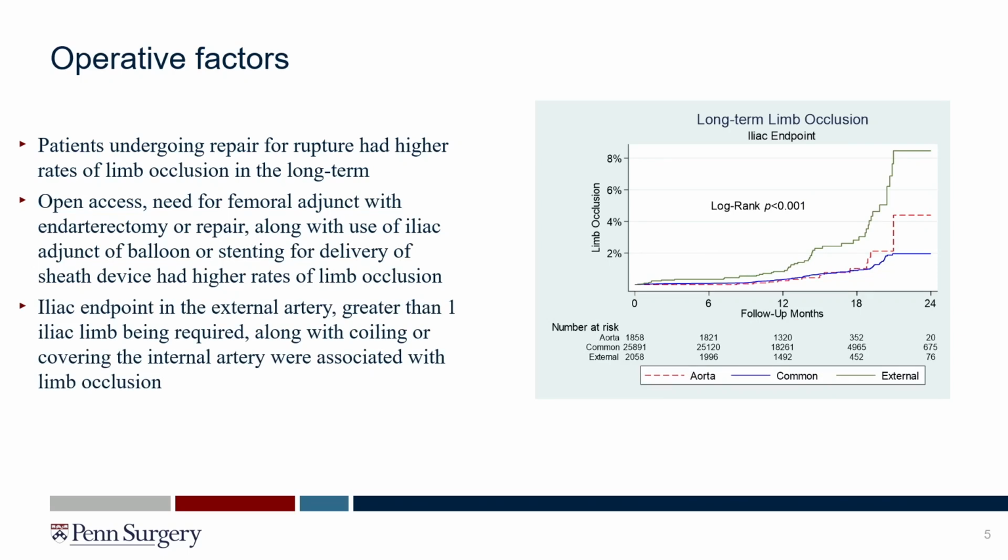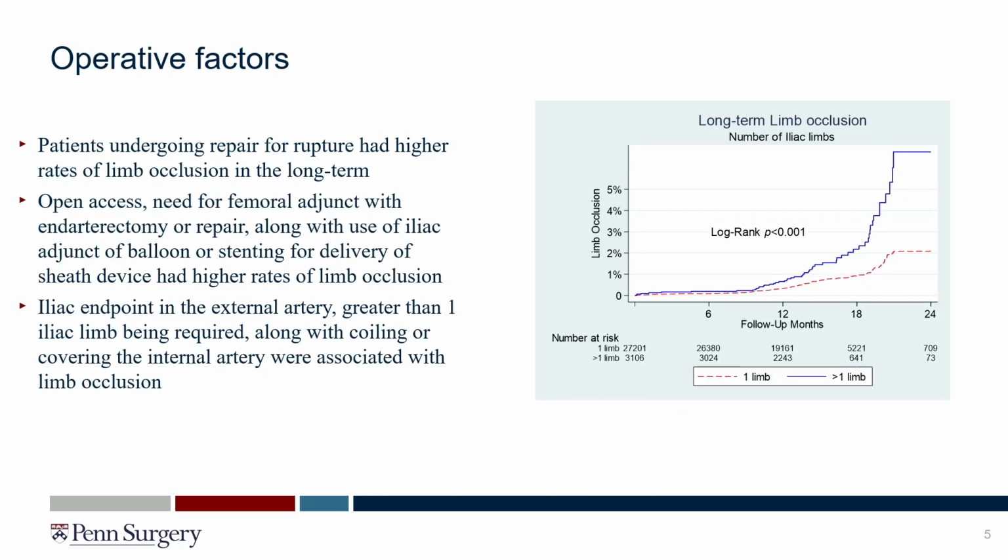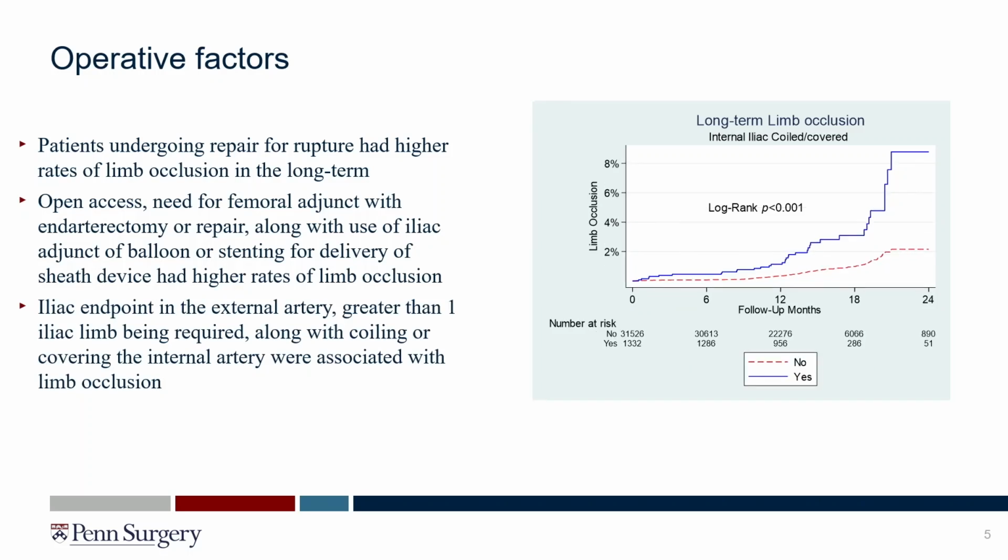Most interestingly, the iliac endpoint in the external arteries was associated with long-term limb occlusion. Having greater than one iliac limb used, along with coiling and covering of the internal artery, were associated with long-term limb occlusion.